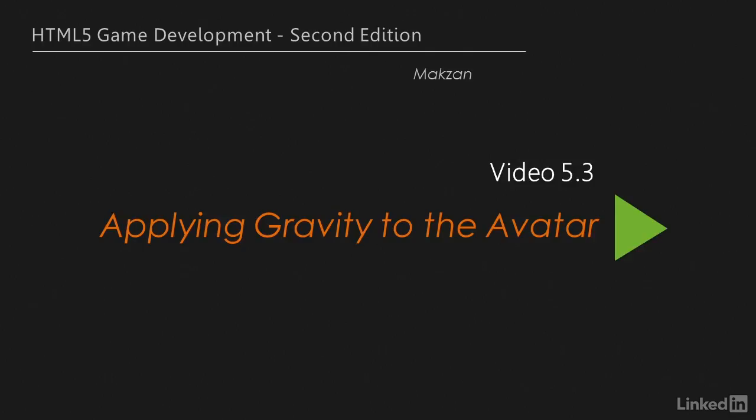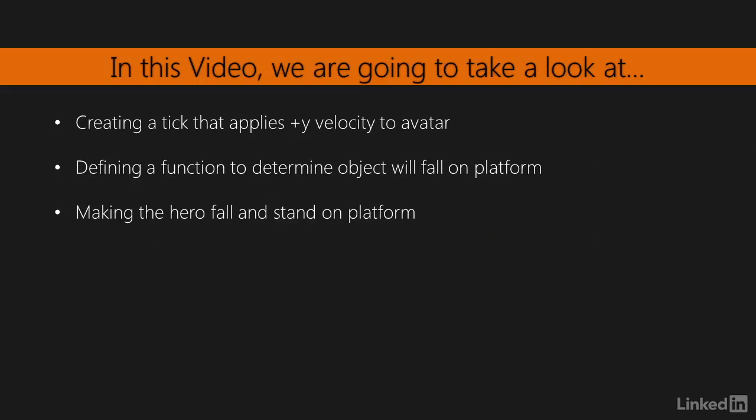In the last video, we made the hero a movable game object. In this video, we will apply gravity to this hero. We create a loop that keeps applying a y velocity to the avatar. We implemented a new method to determine if the object will hit any platforms. When the object is near a platform, we make it slow down and stand on the platform.